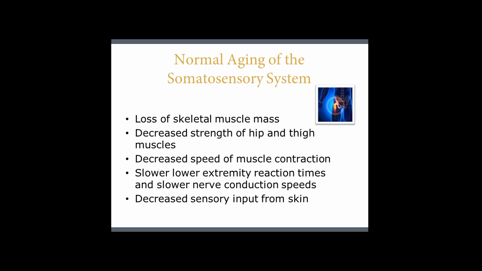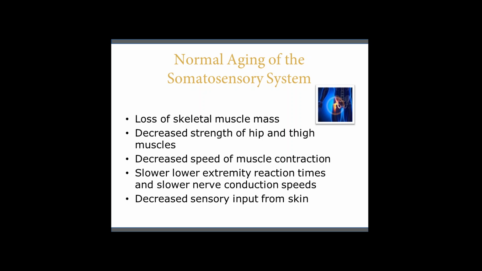So in terms of normal aging of the somatosensory system, we're going to have a loss of skeletal muscle mass. We're going to have an increase in our slow twitch muscle fibers and a relative reduction in our fast twitch muscle fibers, which slows the speed of muscle contraction and slows the lower extremity reaction time. That's also going to be shown in our slower balance reactions.